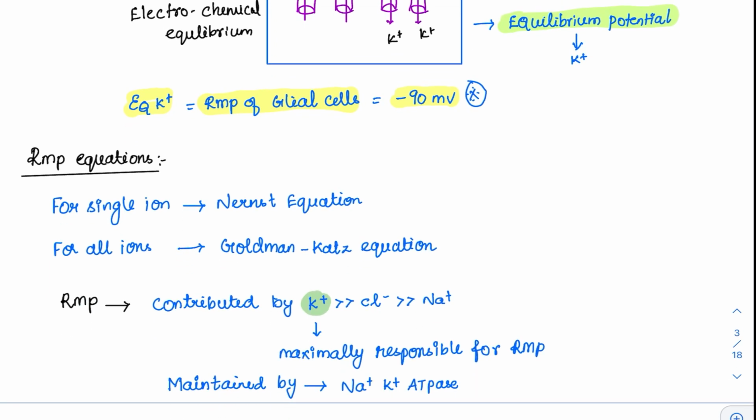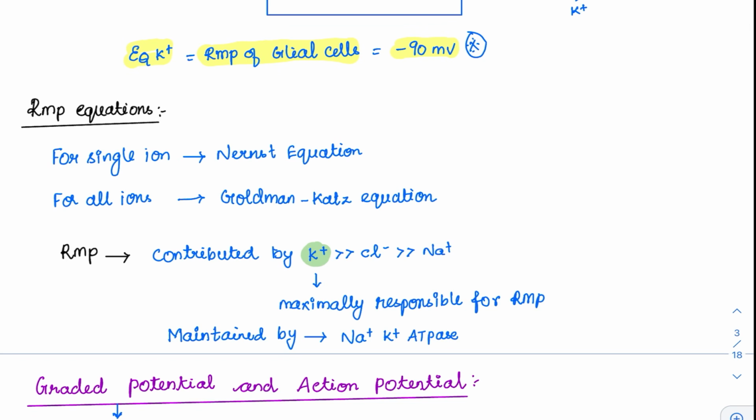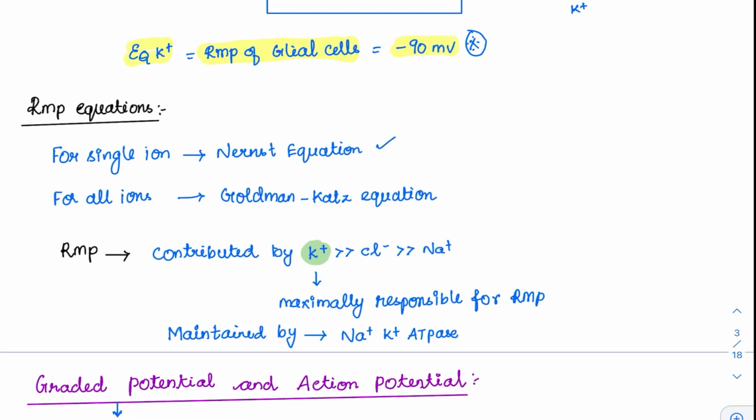For example, the RMP's equation for a single ion is given by the Nernst equation. We don't want to study the intricate details of the Nernst equation. Just remember, for a single ion, it is the Nernst equation. For all the ions, if we take into consideration all the ions, then it is called the Goldman-Katz equation. So this is called the Goldman-Katz equation.